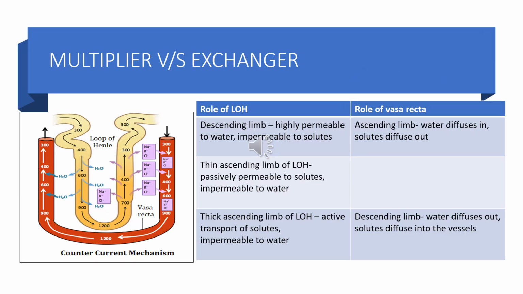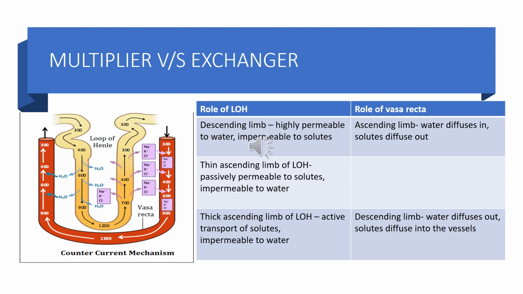For better understanding, let us recollect the slides role of loop of Henle and role of vasa recta in urine concentration. The descending limb of loop of Henle is highly permeable to water, which means water will diffuse out of the descending limb, and it is impermeable to solutes. Thin ascending limb of loop of Henle is relatively impermeable to water and passively permeable to solutes. That is, some amount of solutes will be reabsorbed from the thin ascending limb. The thick ascending limb of loop of Henle is completely impermeable to water and permeable to solutes, where the active transport of solutes occurs.